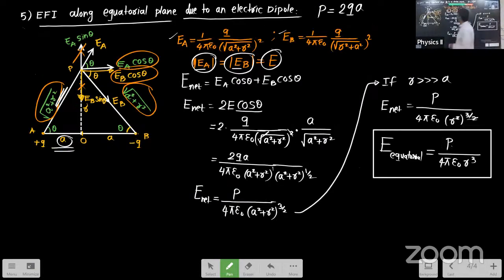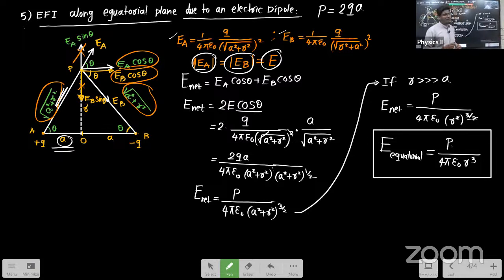Next, what have we written? We have determined the electric field intensity along the equatorial plane due to an electric dipole. So what is the final answer we got here? We got the final answer as E equatorial is equal to P by 4 pi epsilon naught R cube. I hope you understood this.